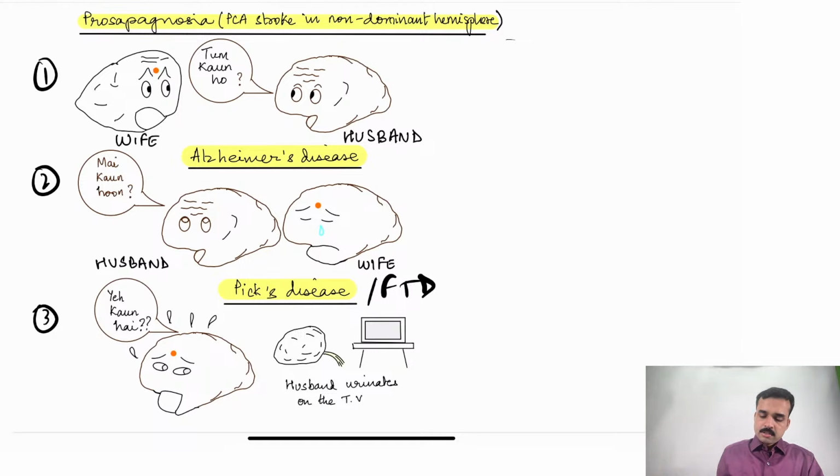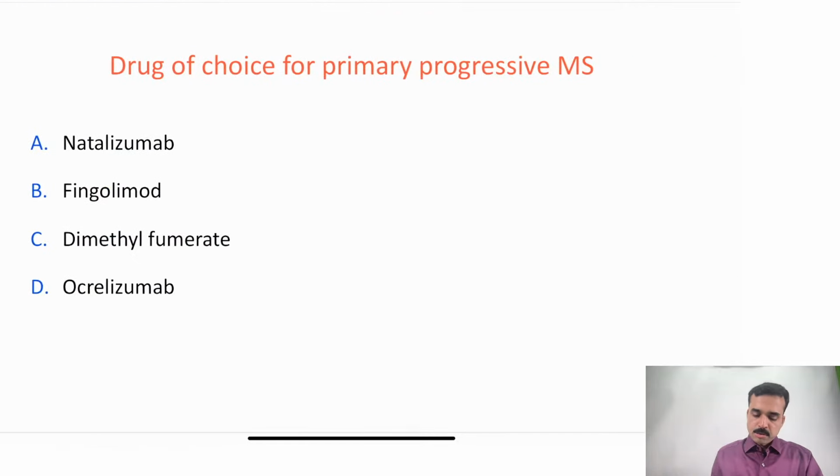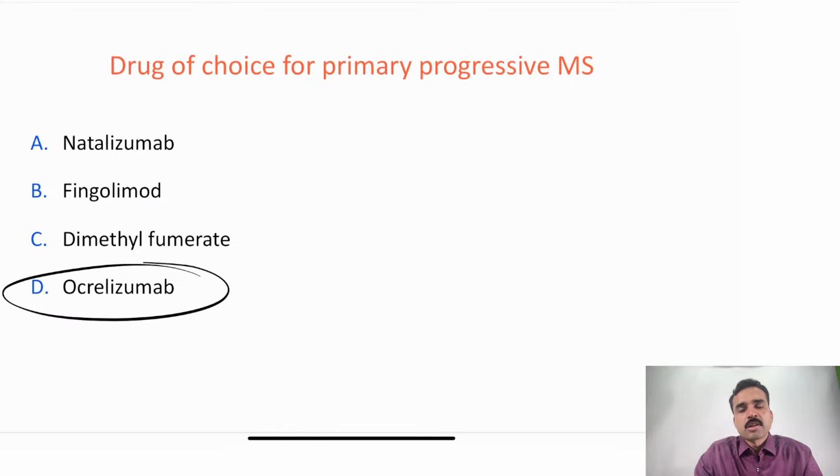Just something to help you remember. Primary progressive MS, this was a question 2 or 3 years ago, I think, and the question was: in primary progressive MS, what is the drug of choice? It still remains ocrelizumab. So ocrelizumab is the drug of choice for primary progressive multiple sclerosis. All the others can still be given, and glatiramer acetate is the safest anti-multiple sclerosis drug, but in terms of primary progressive MS, choose ocrelizumab. Primary progressive MS tends to affect the spinal cord more often.